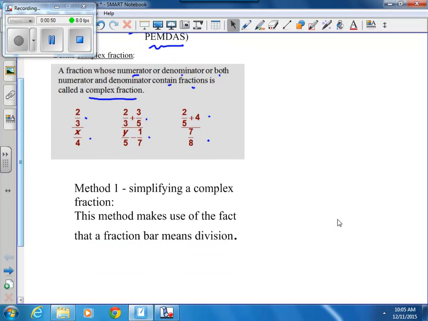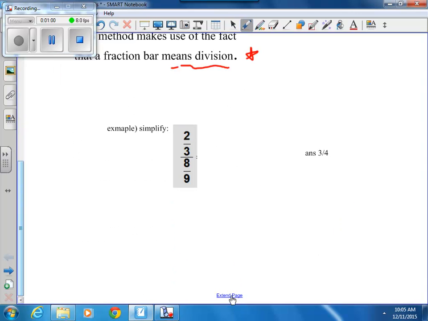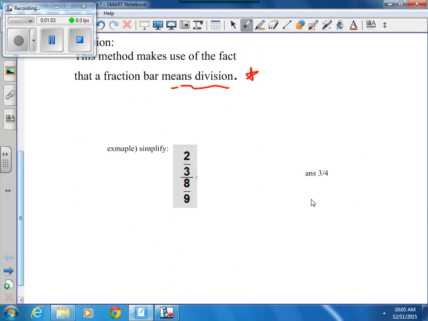All right, method one, simplifying a complex fraction. This method makes use of the fact that a fraction bar really means division. I have the answer pasted in, but I want to do this in real time. When people look at 2/3 over 8/9, they say, doesn't that really mean 2/3 divided by 8/9? Which in turn means 2/3 multiplied by the reciprocal. And then when you arrive there, you can travel straight across, or you can do cross cancellation. If you get mixed up by cross canceling, then don't do it.